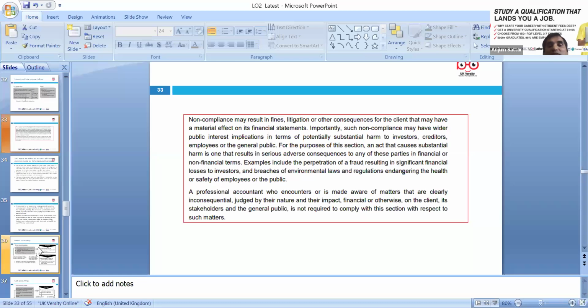We need to make sure we comply with the rules, and a professional accountant who encounters matters must be made aware of them. Matters that are clearly inconsequential are judged by their nature and their impact on the financial statements. So it is quite crucial. We can advise the client depending on what sort of client and what sort of taxes you are dealing with. We can carry on doing specific CPD, continuous professional development. If you really want to enhance your skills, it is good to attend ACCA or AAT network events. If you type in Google, they are called branch events or network events in your area.